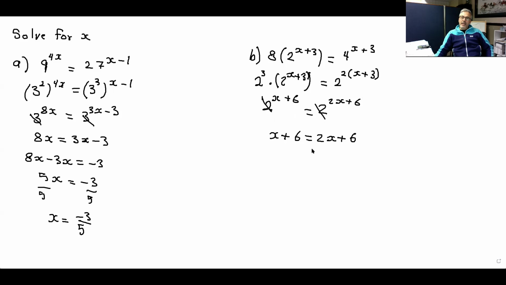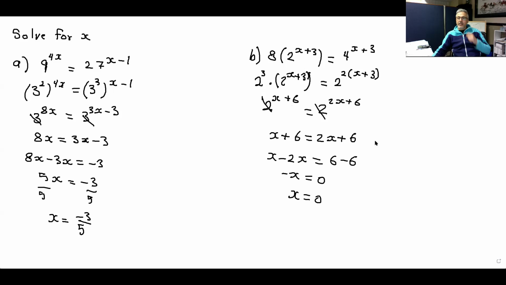I'm going to move the 2x to this side, and simultaneously I'm going to move the 6 to the other side. Remember, when we move things around, we have to change the sign. So this becomes x minus 2x equals this 6 here, and then moving the 6 to the other side becomes minus 6. So we get negative x equals 0, and therefore x equals 0. So that is what x equals.